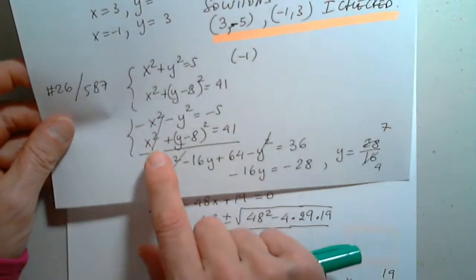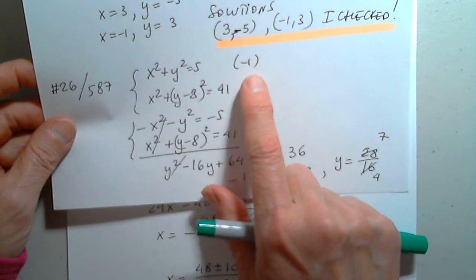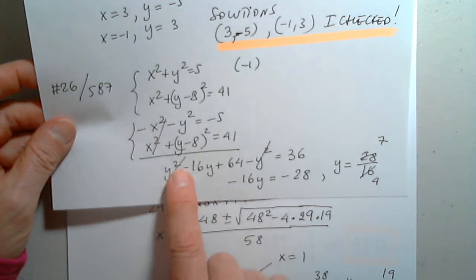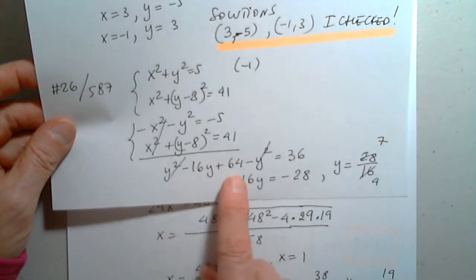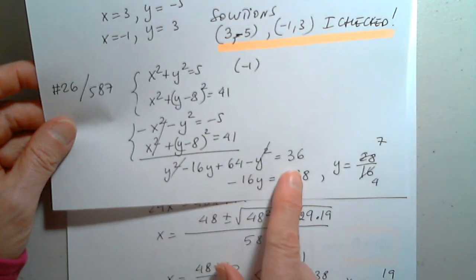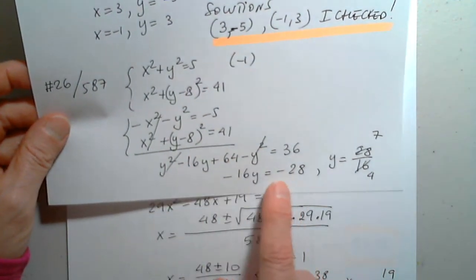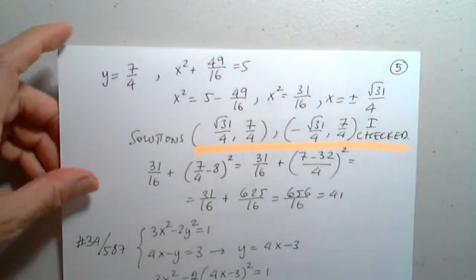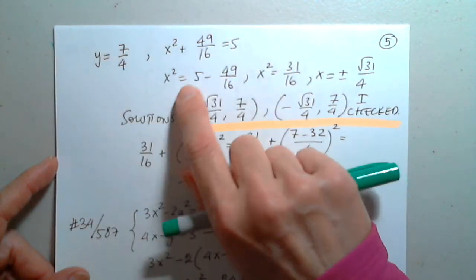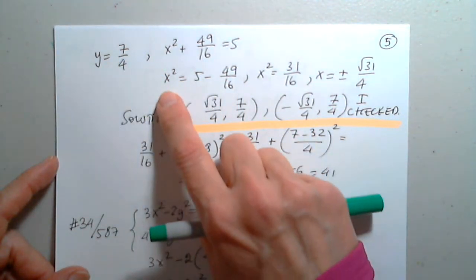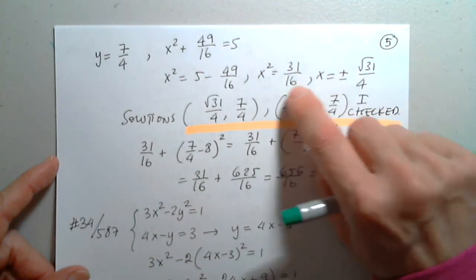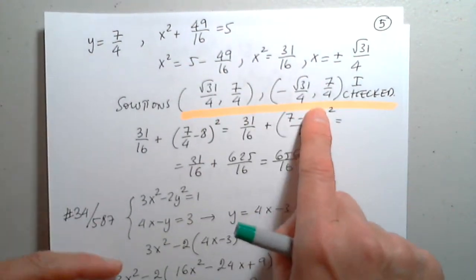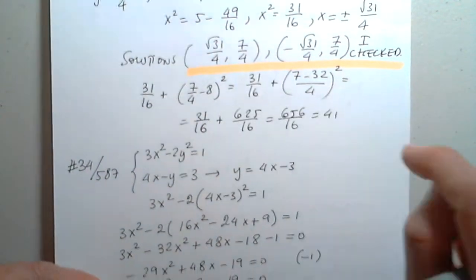Same thing here. I eliminated x squared, multiplying the first equation by -1. So negative, negative. So this becomes y squared minus 16y plus 64 and minus y squared and plus equals 36. These two go away. Linear equation, 7/4 for y. And I plugged it in. One value for y, but two values for x, because I have plus or minus when I take the square root. Square root of 31 over 4. So I got these two solutions, and you can go back and check. I checked both of them, both work.